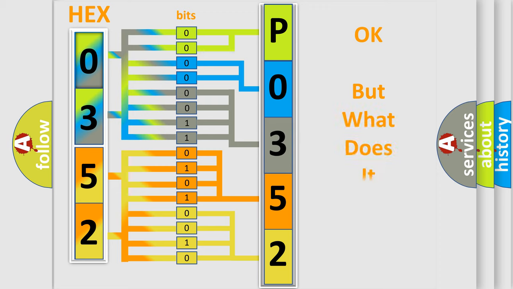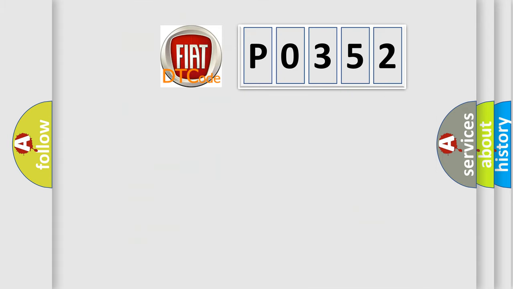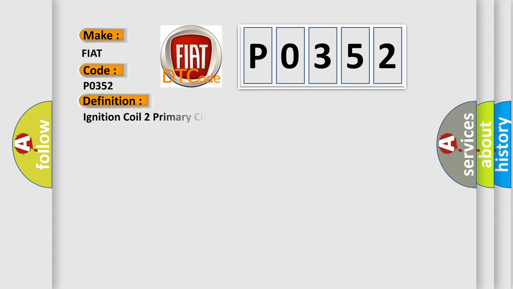The number itself does not make sense to us if we cannot assign information to what it actually expresses. So, what does the Diagnostic Trouble Code P0352 specifically mean for Fiat car manufacturers? The basic definition is ignition coil 2 primary circuit. And now this is a short description of this DTC code.